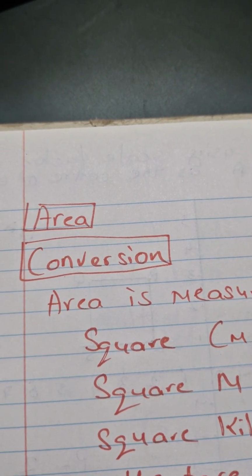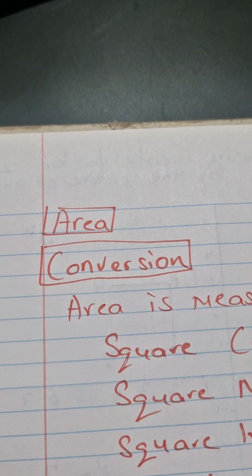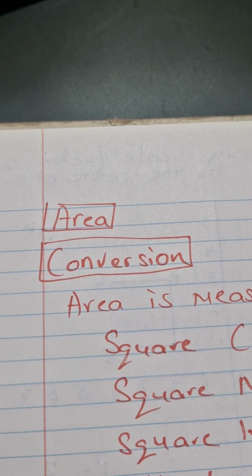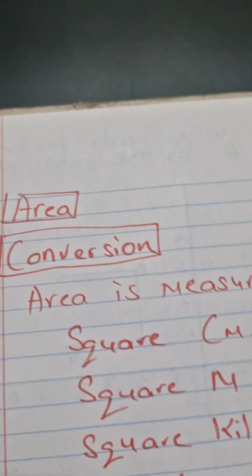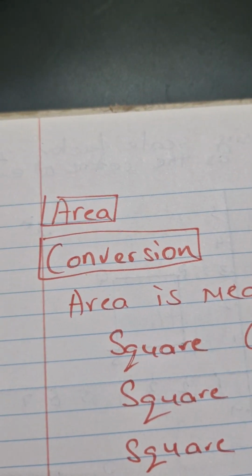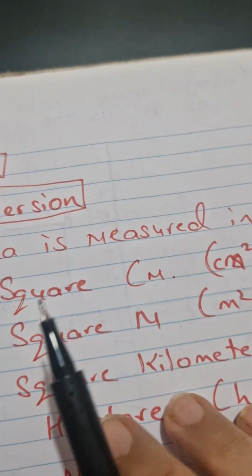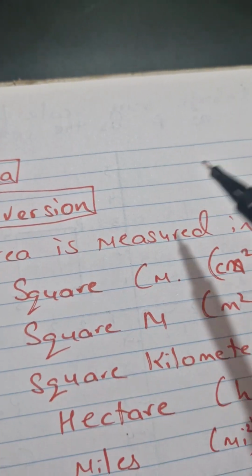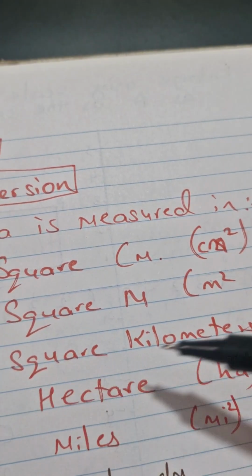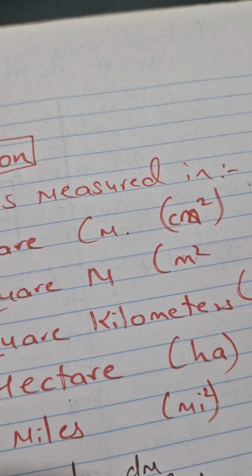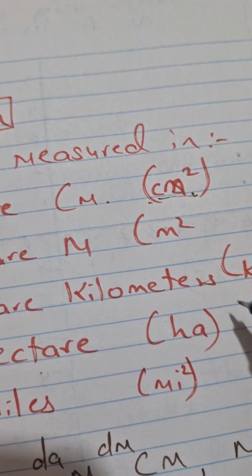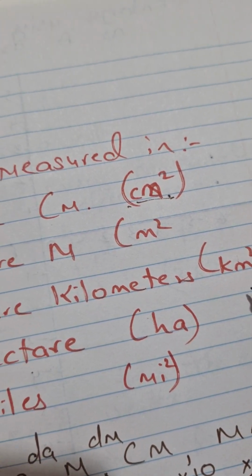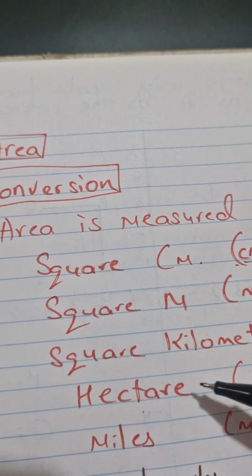Okay, today's topic is area conversion. Area is what? Area is the total space occupied by 2D shapes. Any 2D shape. The total space inside that 2D shape is called area. Area is always measured in square centimeters, square meters, or square kilometers. So this is the symbol of cm square, m square, and km square.